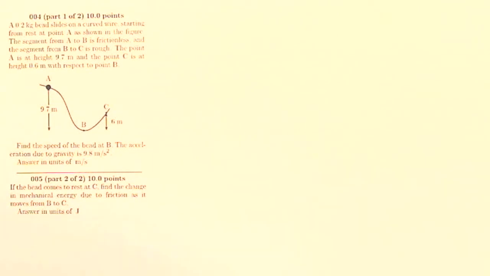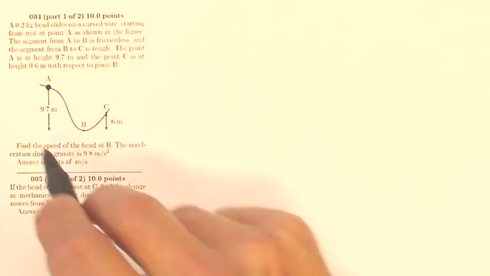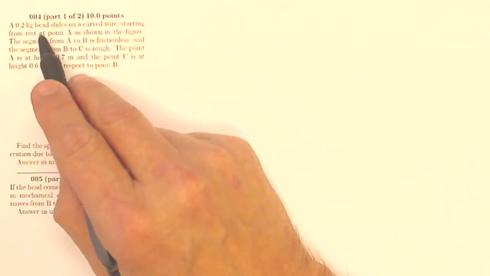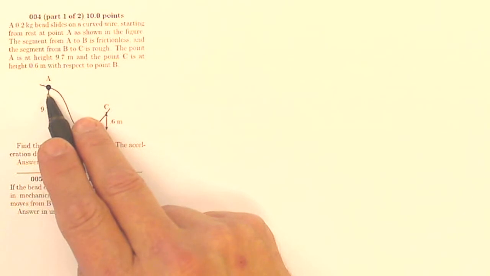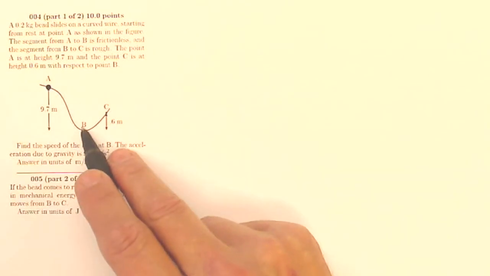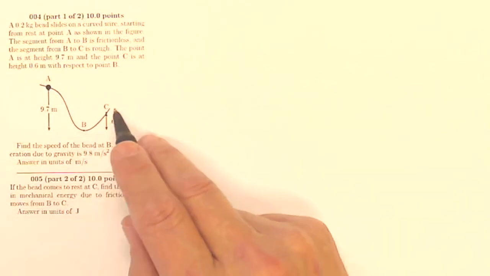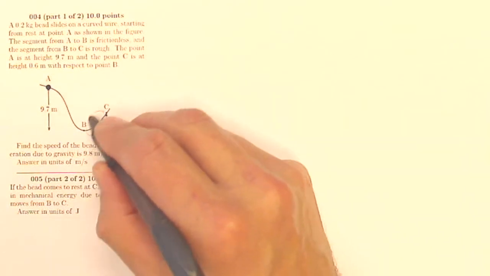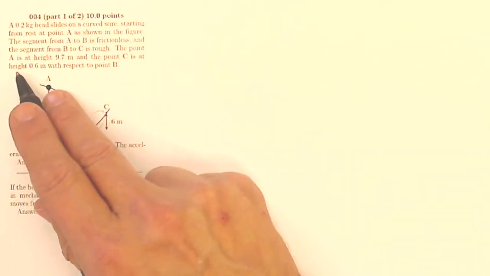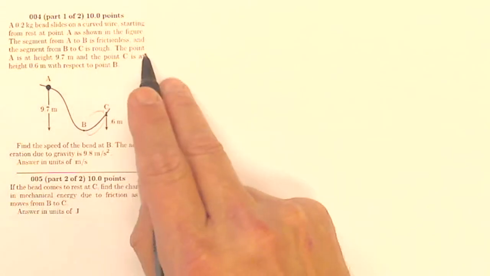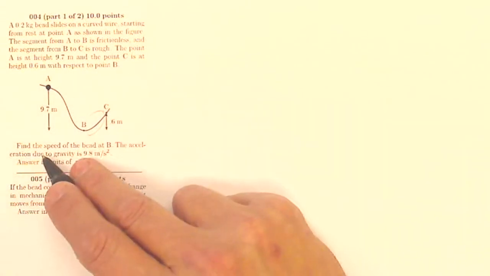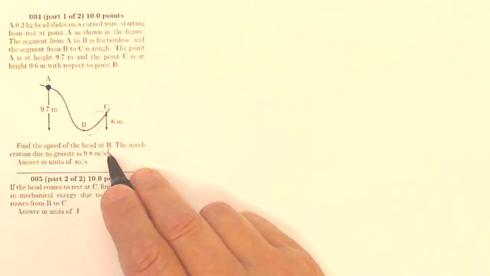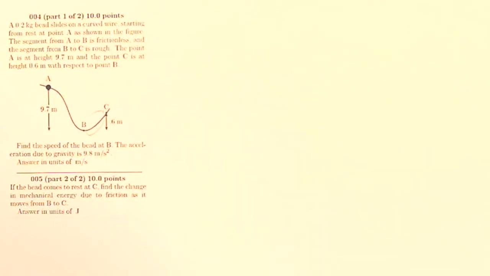This is Physics Homework 16, question number 4. A 0.2 kilogram bead slides on a curved wire starting from rest at point A, as shown in the figure. The segment from A to B is frictionless, and the segment from B to C is rough, so there's going to be some friction over here. The point A is at height 9.7 meters, and the point C is at height 0.6 meters with respect to point B. Find the speed of the bead at B. The acceleration of gravity is 9.8.